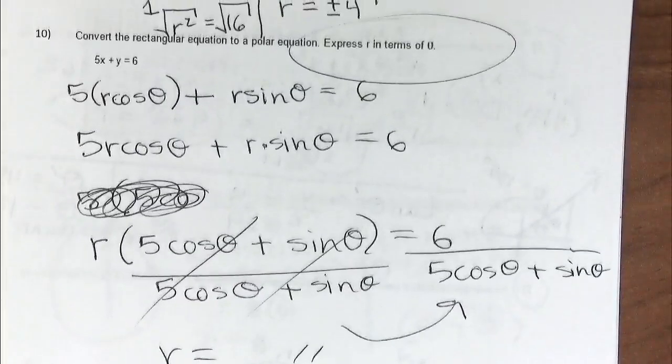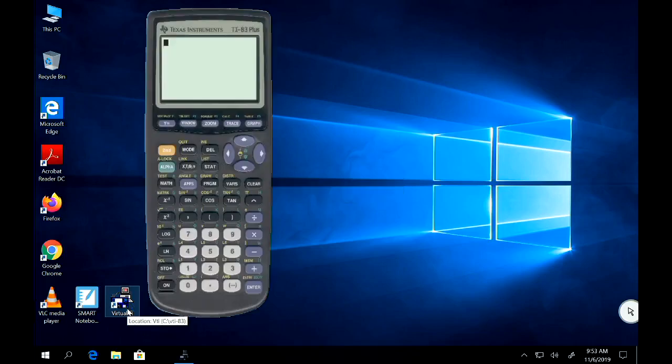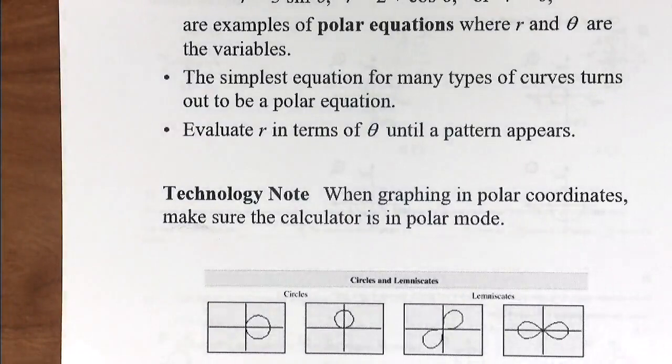Get your calculators out. We're going to graph by calculator. Okay, so what you're seeing on the front page right there are all the kinds of shapes that you can expect to get, and the form of the equation that goes with each.